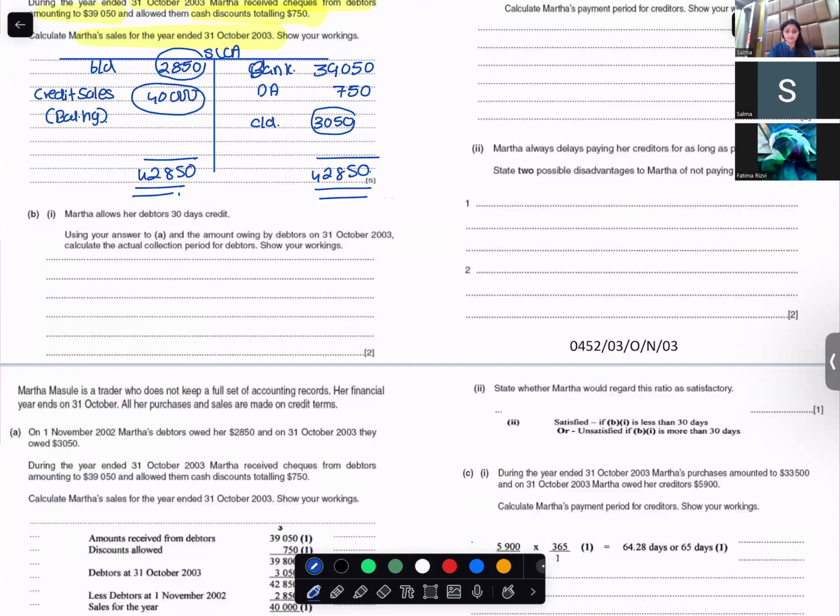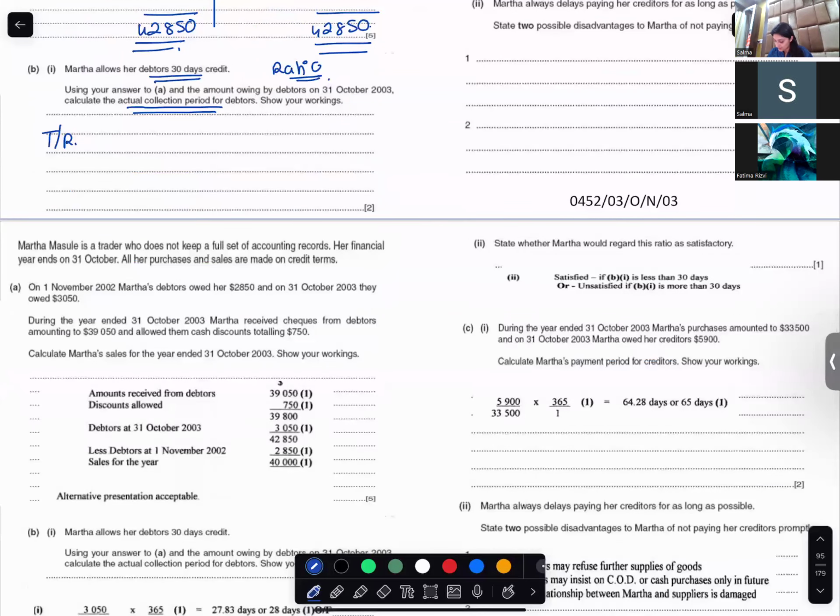Martha allows her debtors 30 days credit. Using your answer to part A and the amount owing by debtors on 31st October 2003, calculate the actual collection period for debtors. Show your workings.